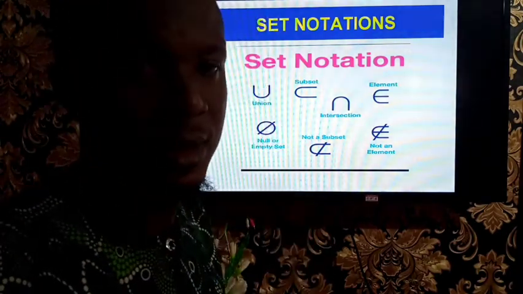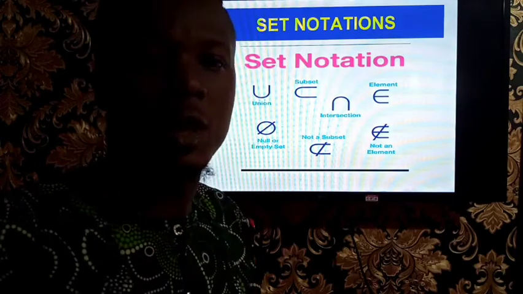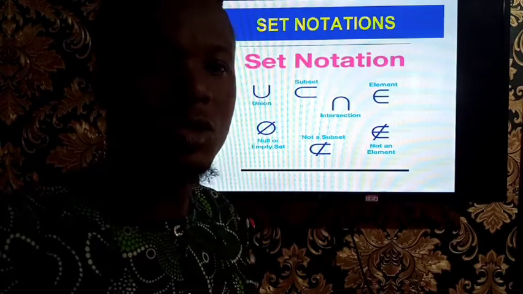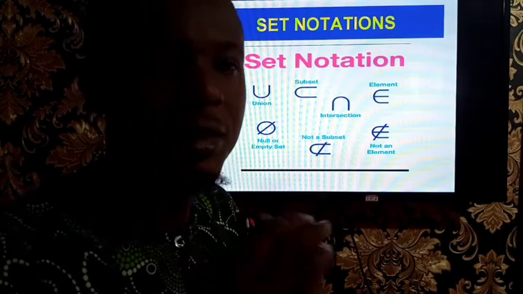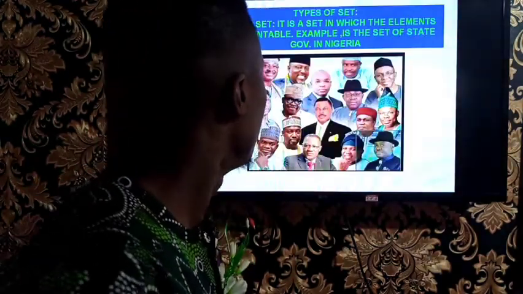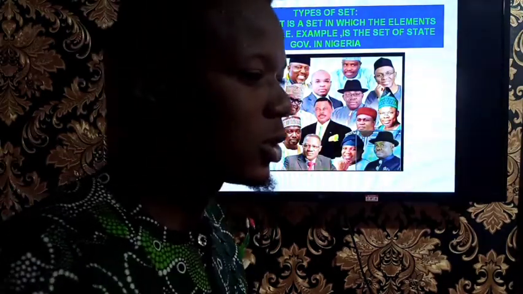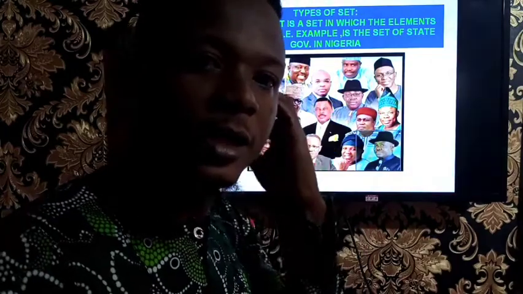There are more than these. Okay? So whenever you hear set notations, just know that set notations are those signs and symbols used to represent or denote certain things in sets. Okay, we are going into the types of sets at this point in time. I want us to know the various types of set we have.